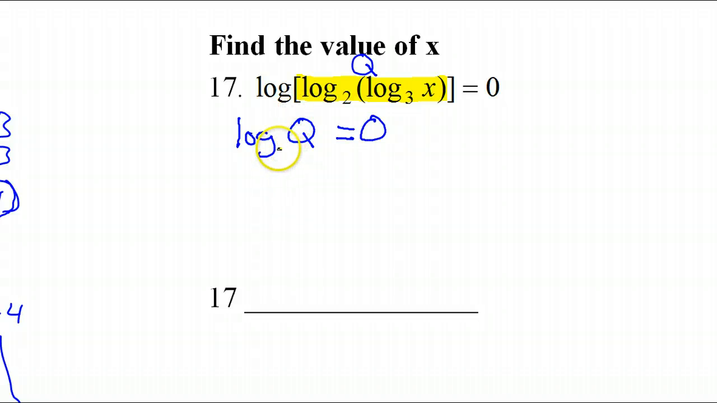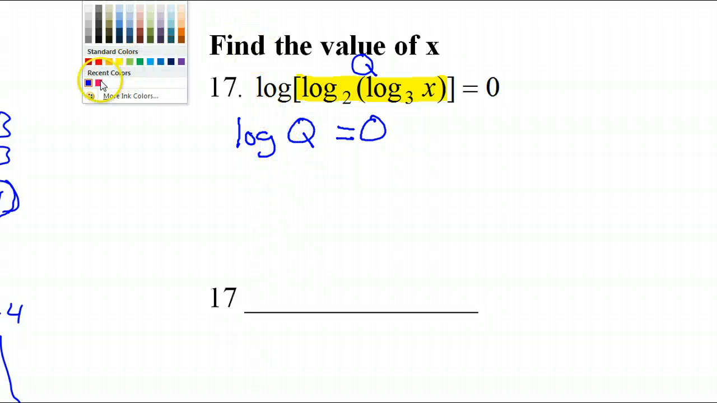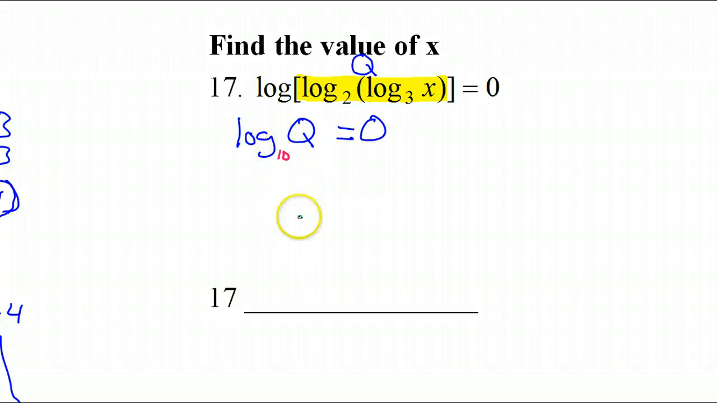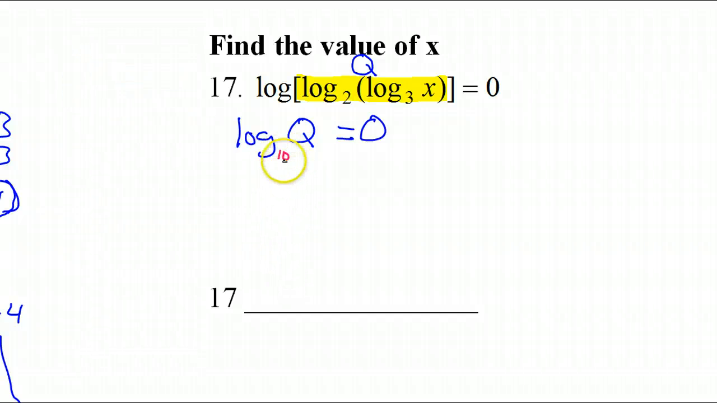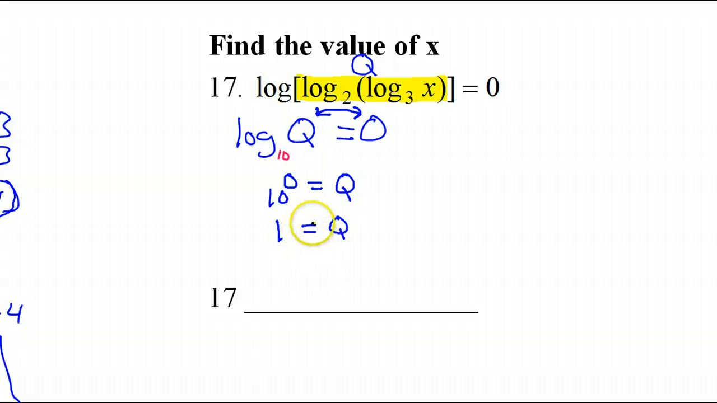Remember that this is an invisible base 10. Let me pink it in. So this is an invisible base 10. If I rewrite this in exponent form, the 10 comes down, the Q and the 0 switch places, so I have 10 to the 0 power is equal to Q. That means 1 is equal to Q, because anything to the 0 power is 1. So now I know Q is 1.